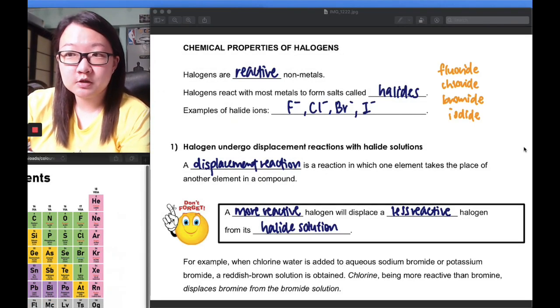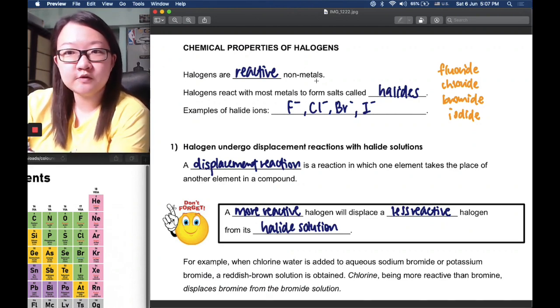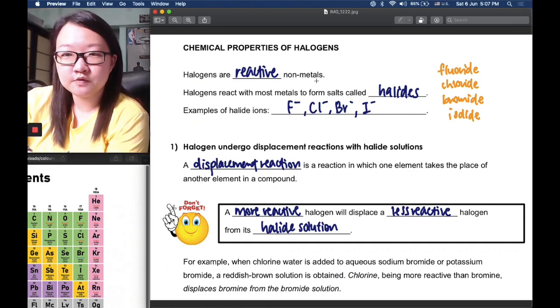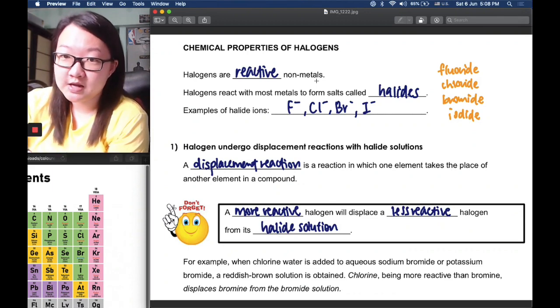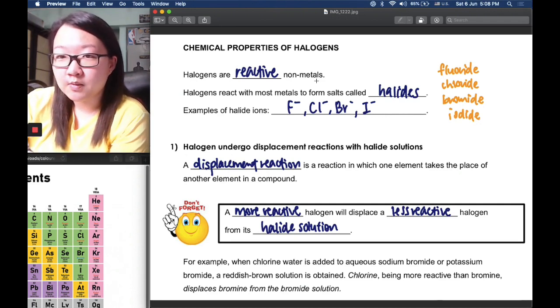Let's now have a look at the chemical properties of halogens. First and foremost, we need to understand that halogens are reactive non-metals, quite similar to group 1 in the sense that they love to react. From atomic structure, we already understand why this is so, because they want to achieve the stable octet or duplet electronic configuration. Group 1 metals will readily lose that one electron, whereas the halogens will readily gain that one electron to form the stable electronic configuration. That's why they are very reactive.